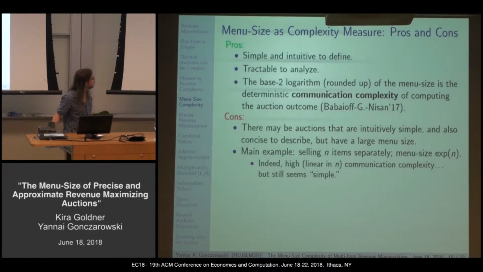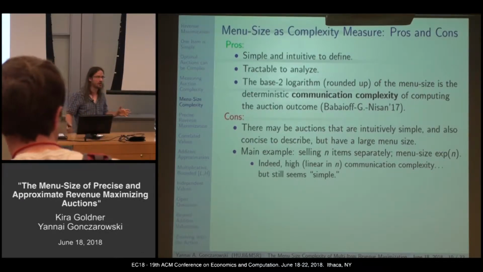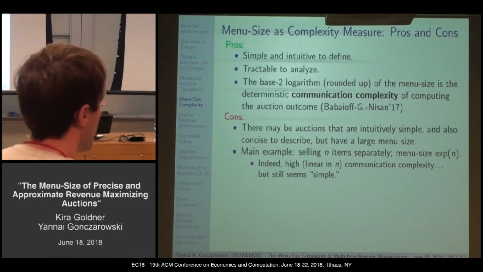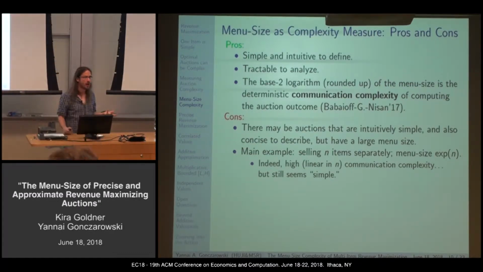On the con side, it turns out that there may be auctions that would intuitively be called simple, and also concise to describe, but have a very large menu size. And the usual complaint in this sense is, think about selling n items separately. This is very simple. We have 10 items, we want to sell them separately. It turns out that the menu size is exponential in the number of items. Why? Because there is a menu entry for each subset of these items.